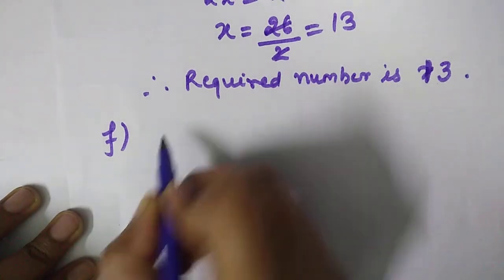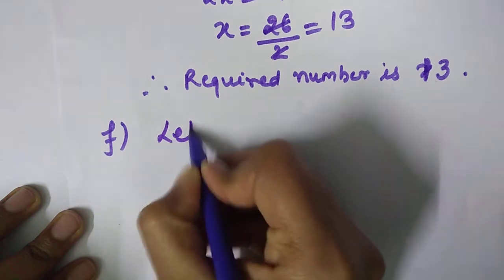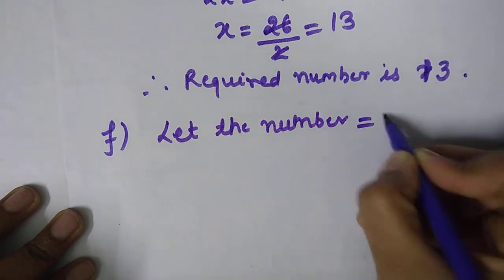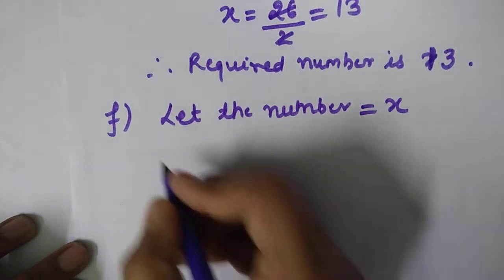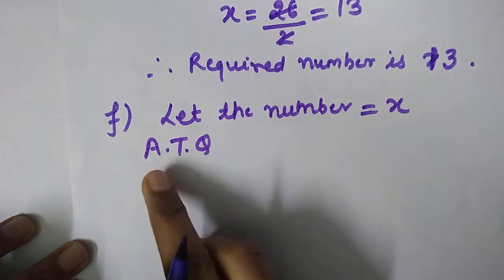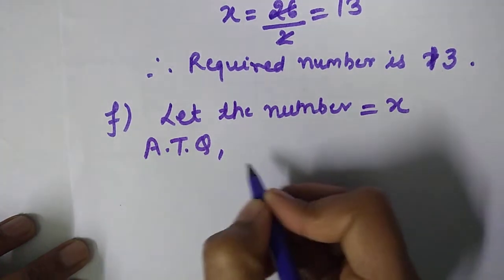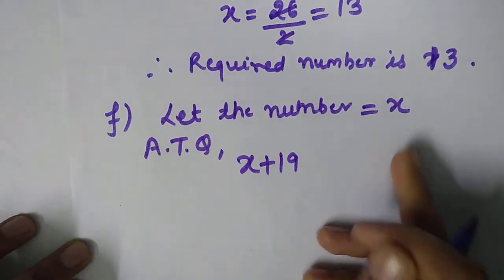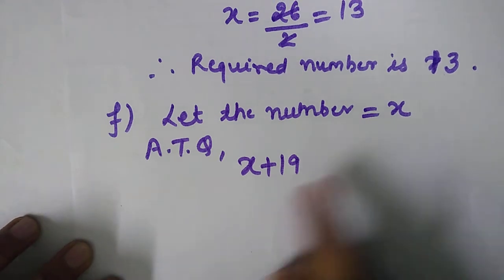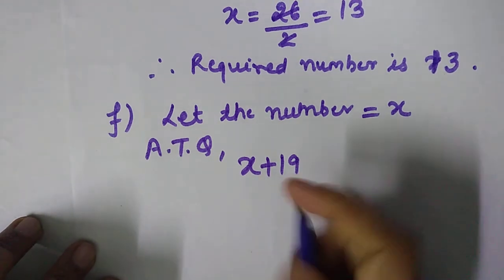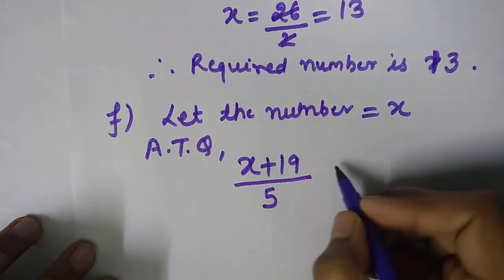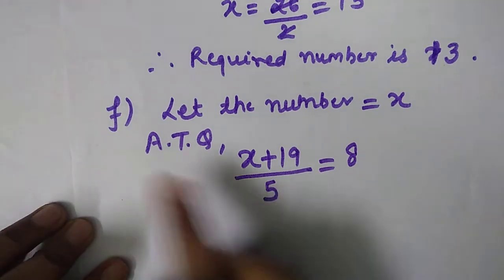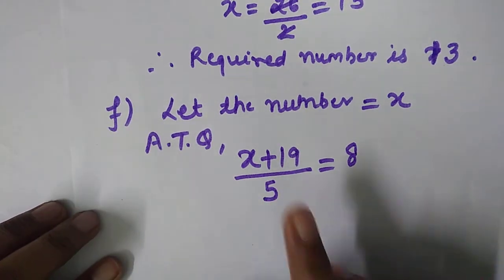So first we will assume the number. Let the number be x. Now according to the question, if she adds 19 to it, so here I have added 19 to the number, and this sum is divided by 5, she will get 8. This is the required equation of the question.